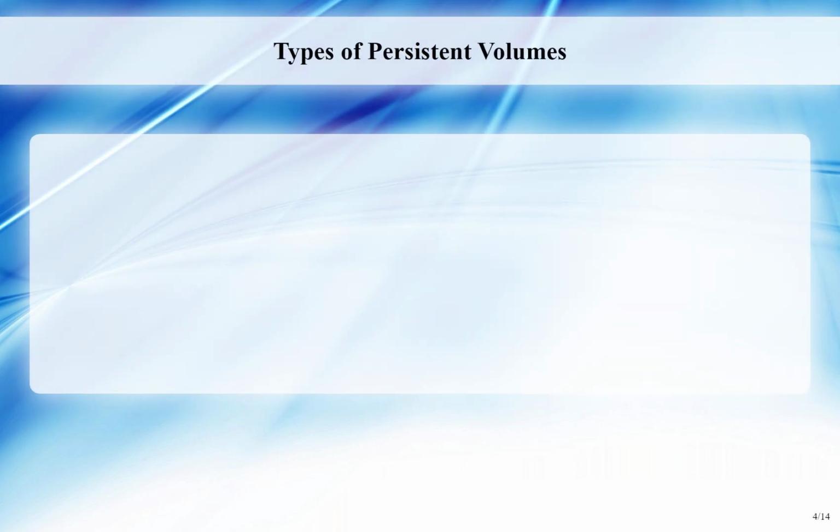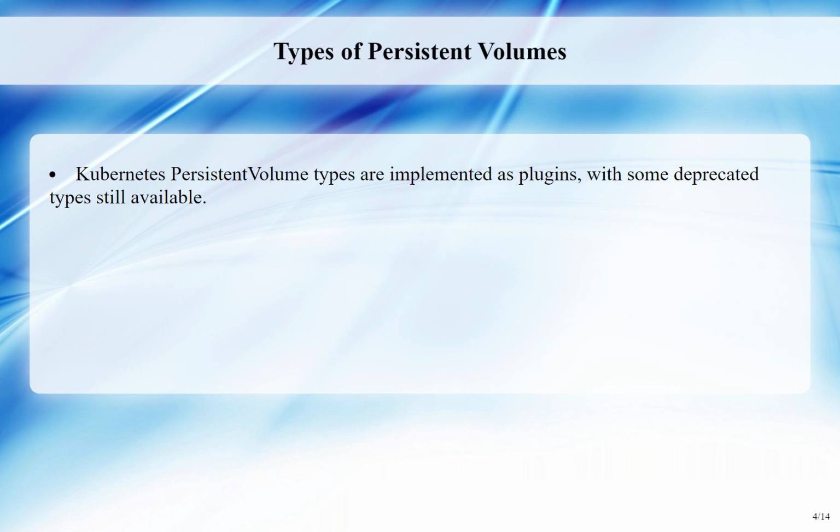Types of persistent volumes. Persistent volume types in Kubernetes are implemented as plugins, with supported plugins including CSI, FC, HostPath, iSCSI, Local, and NFS. Deprecated persistent volume types are still available, but it is recommended to install corresponding CSI drivers if using those types, except for FlexVolume, CephFS, and RBD.